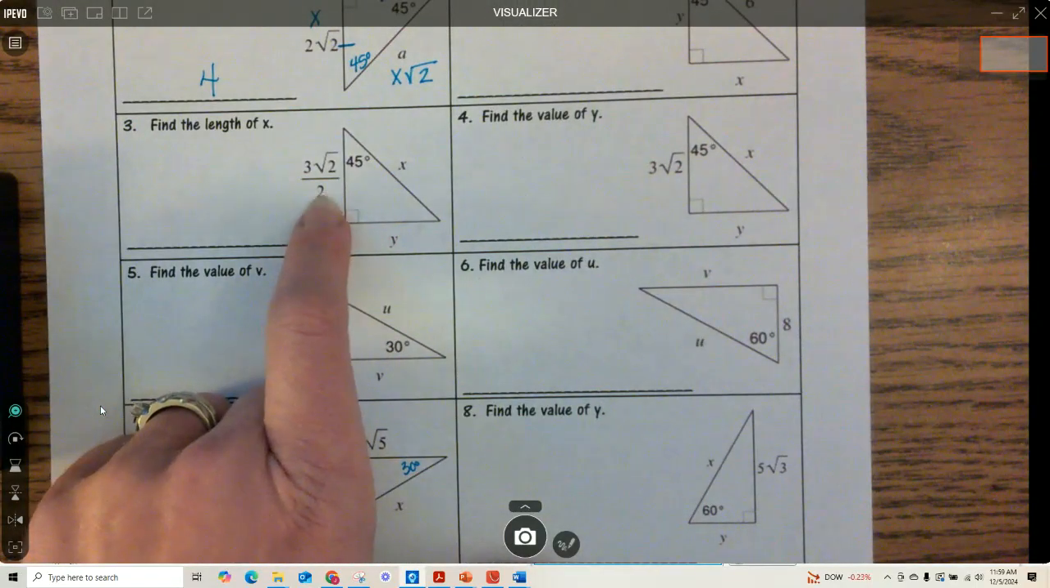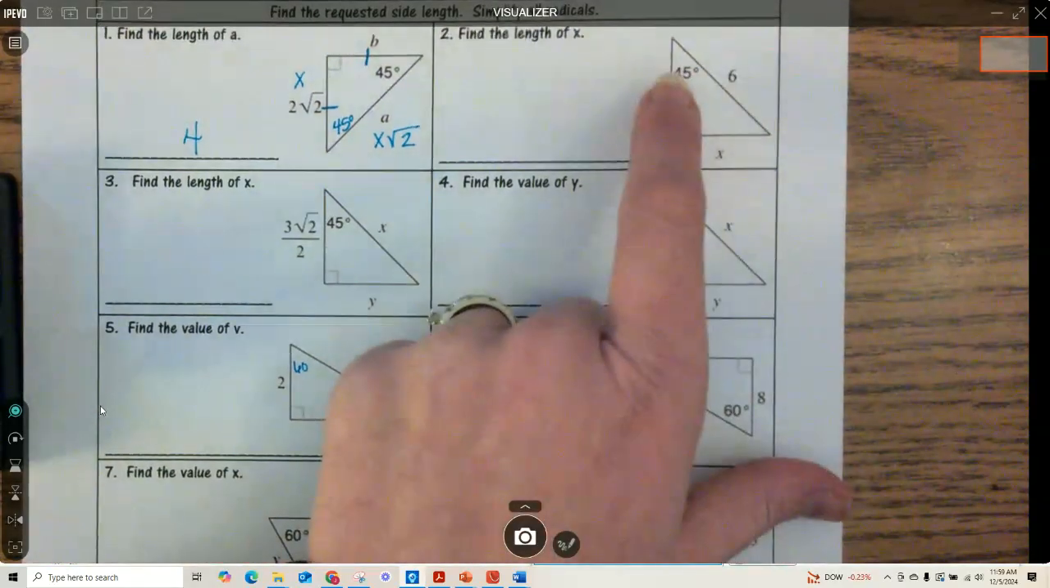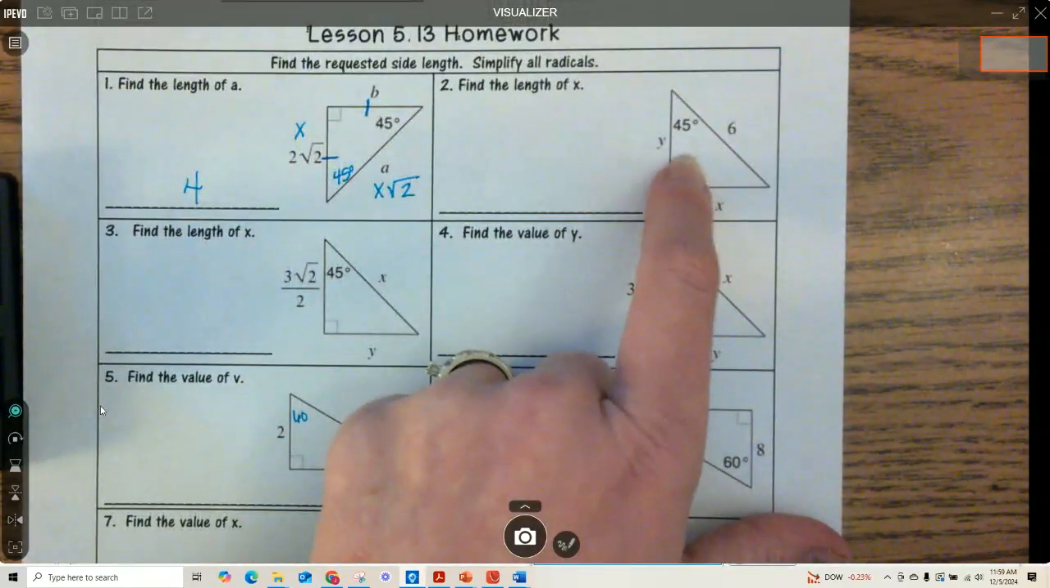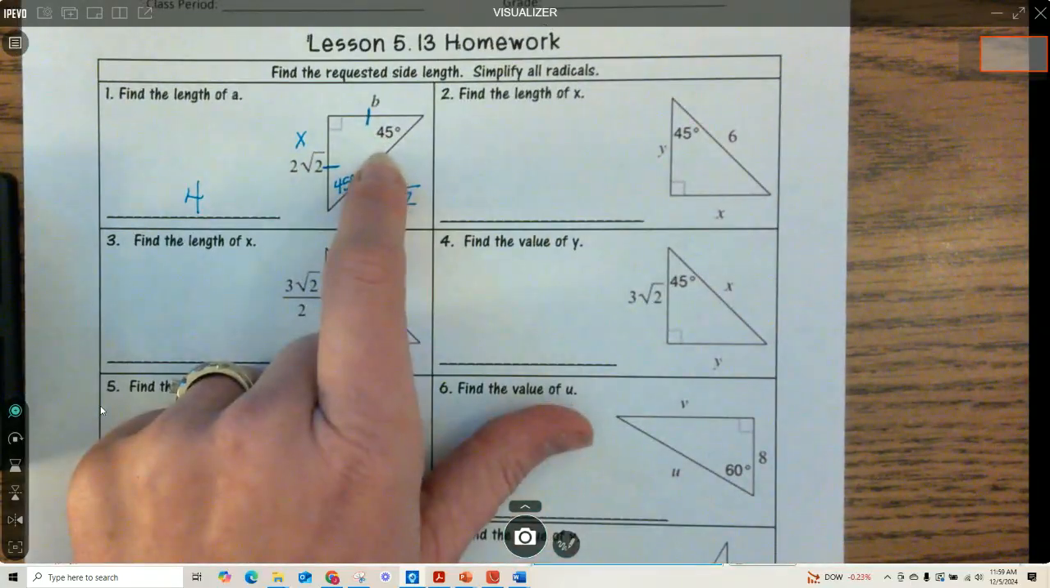Now, do I want to do that one? Nope, I want to do this one, because we want to find a leg now. We've already found a hypotenuse.